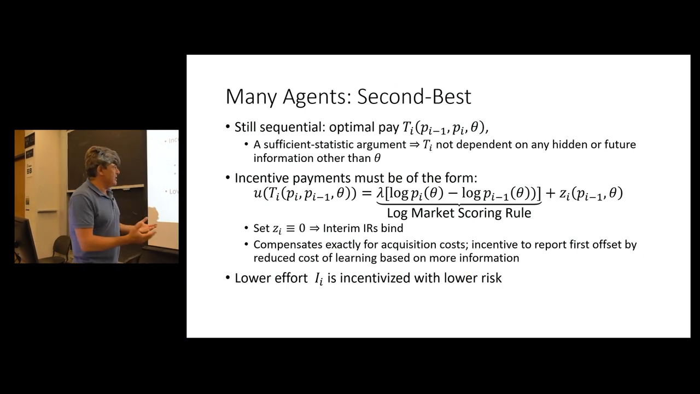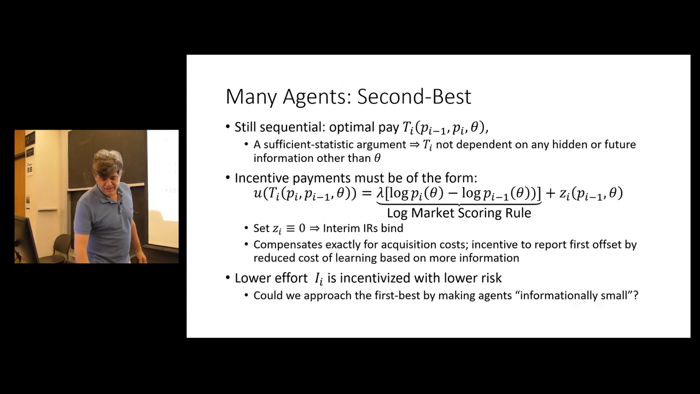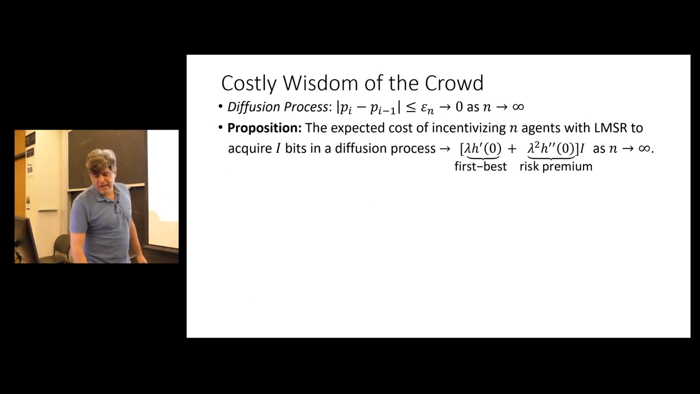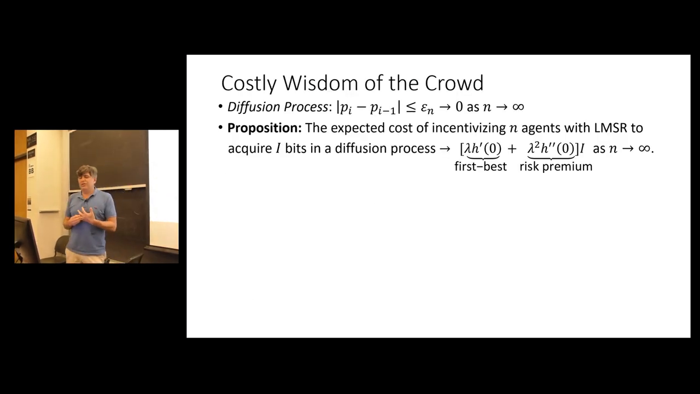So when you have more agents, it seems like you can incentivize them maybe with less risk. Can you approach the first best by spreading effort very thinly among many agents and get the wisdom of the crowds? And so the main result is that generally we cannot do it.